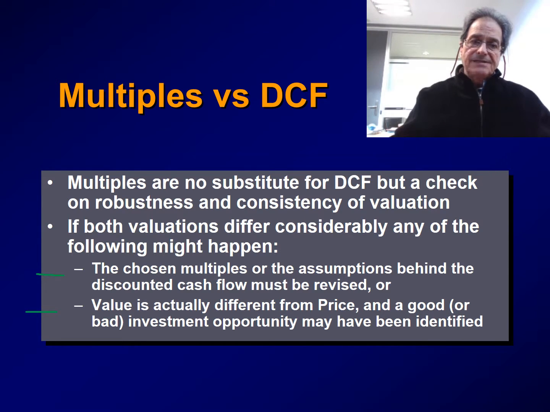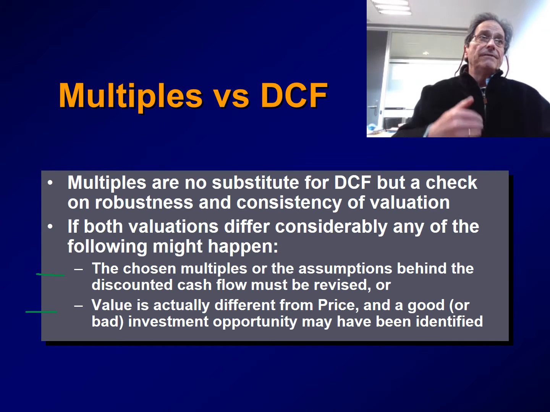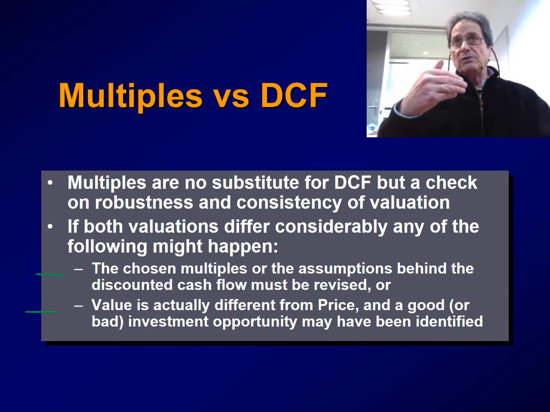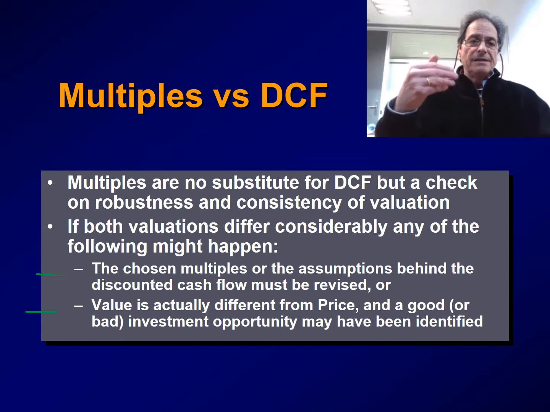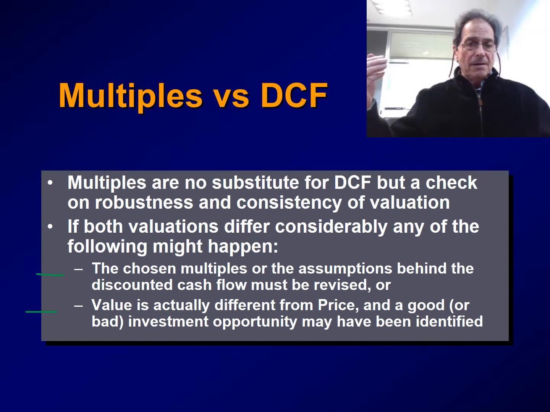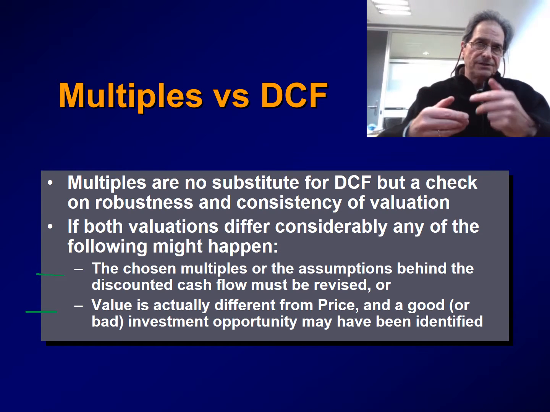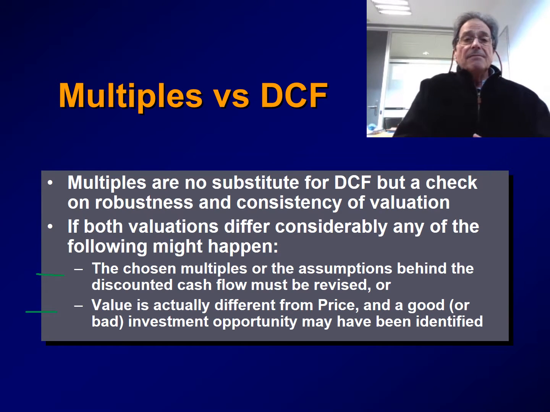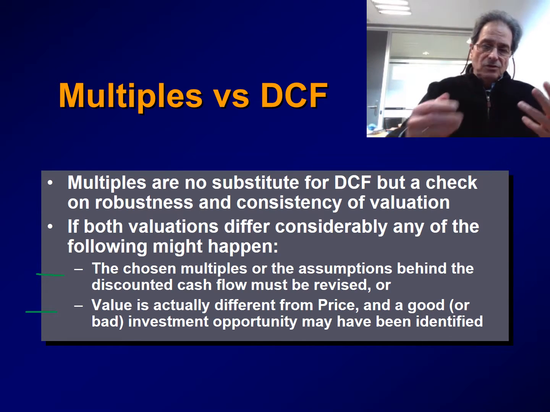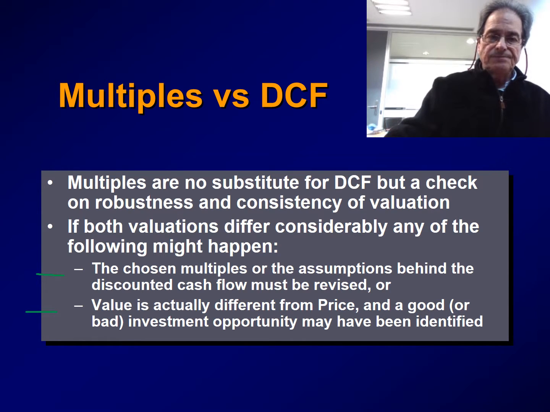Then the second possibility is that actually value is different from price. Okay? For instance, it could be that in our discounted cash flow, we found that the value of the company is bigger than the value given in the market through the multiples. Then we have a good purchasing opportunity, and vice versa. If our value is less than the market price, the value of the company for us is less than the market value, and we should not be buyers but sellers.